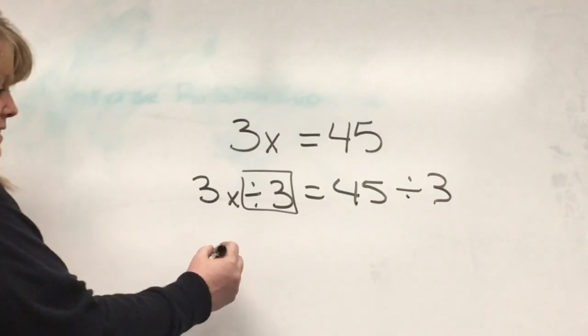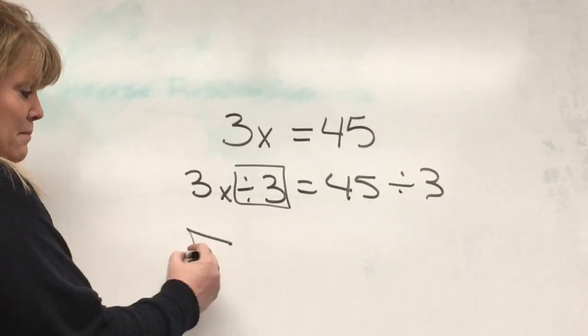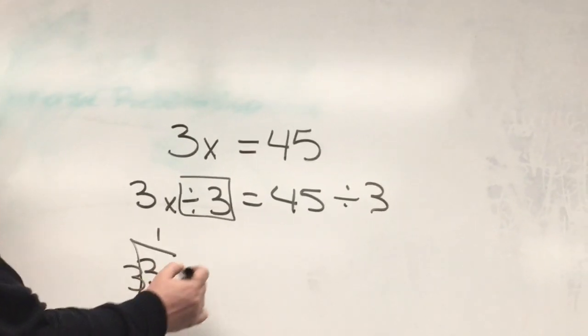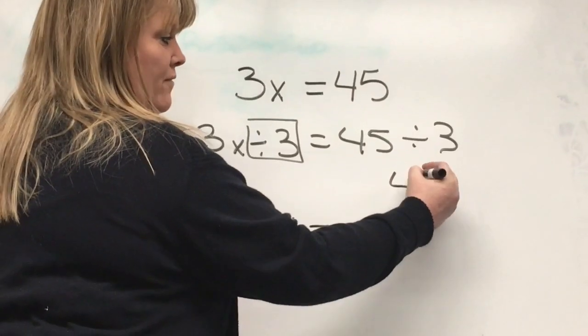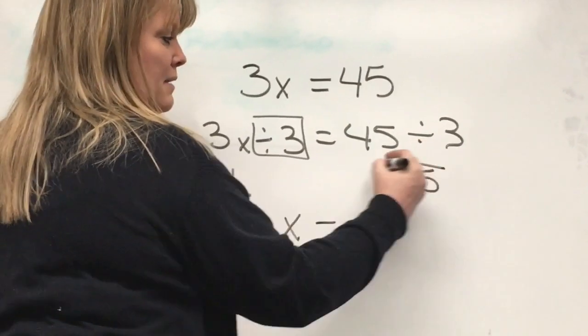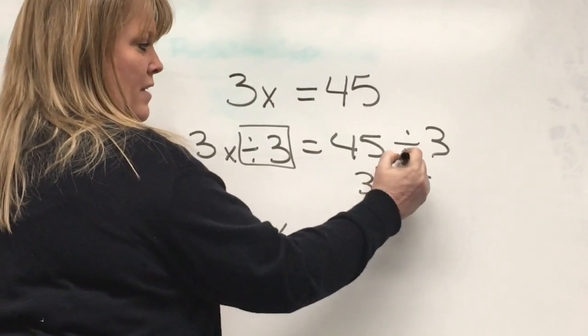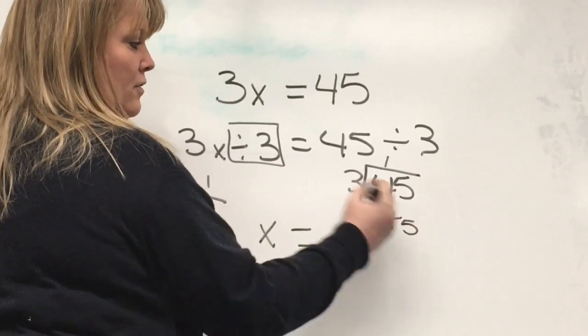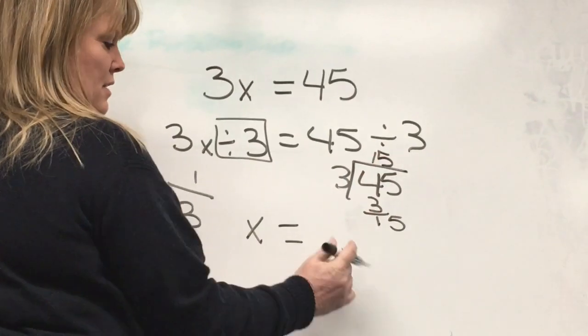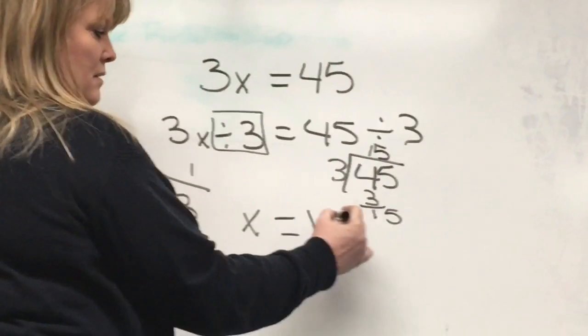So I could write this as 3 divided by 3. Well, we know that's 1. That leaves me x. And then I could do 45 divided by 3. Solve that. 3 goes into 4 1, 1, 5 goes into 15. x equals 15.